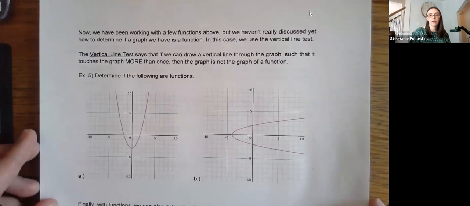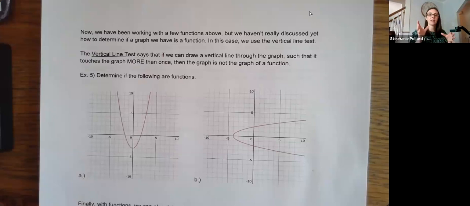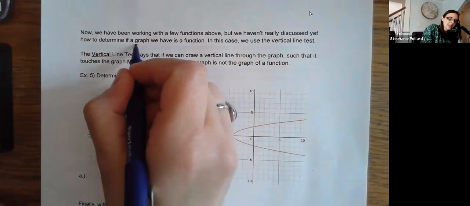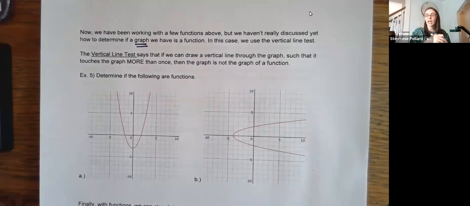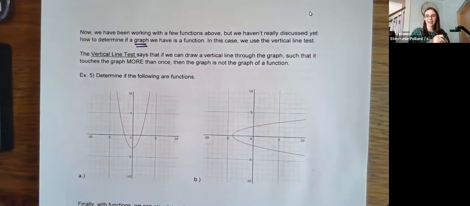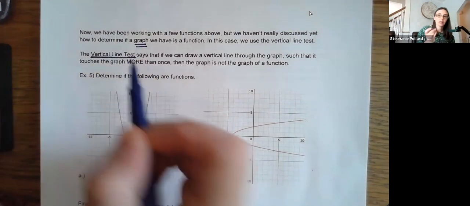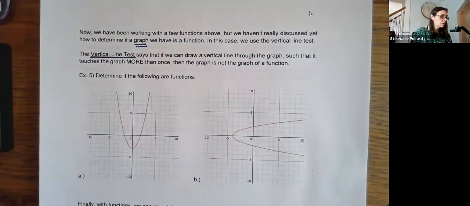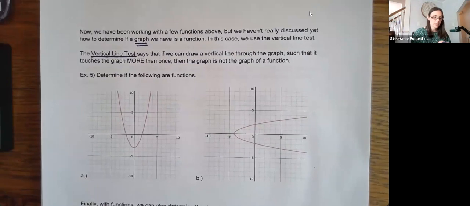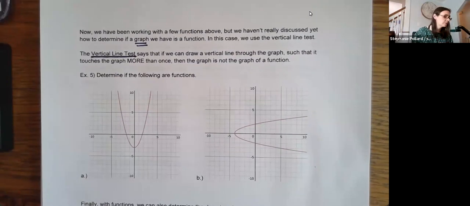Now, we've been working with a few different functions, but we haven't discussed yet how to determine if a graph is a function. We looked at sets of points and a little bit at equations, but we haven't looked at graphs yet. And actually, this test is really helpful with equations too. If you have an equation that you're not sure is a function, I would graph it and then do this. So this is another way to deal with it. To determine if a graph is a function, it's what's called the vertical line test. Basically, you draw a bunch of vertical lines through it, and you see if it hits the graph more than once. If the graph touches the vertical lines more than once, then it is not a function.